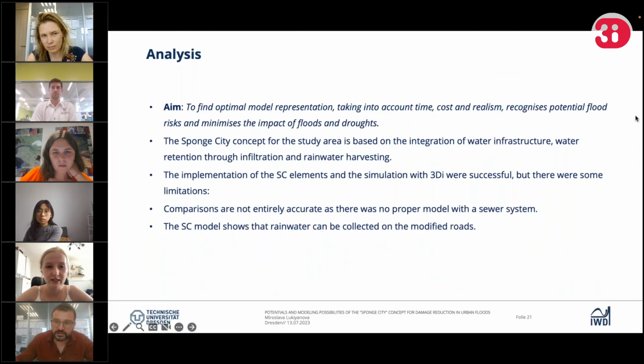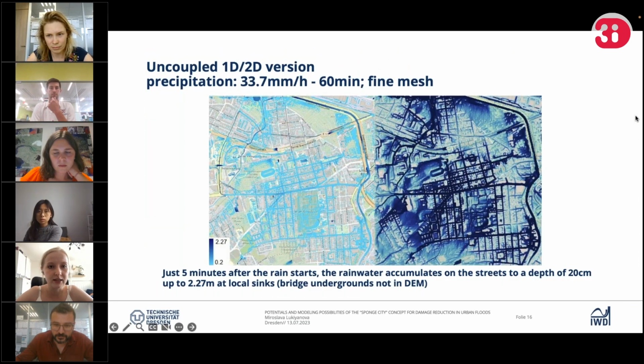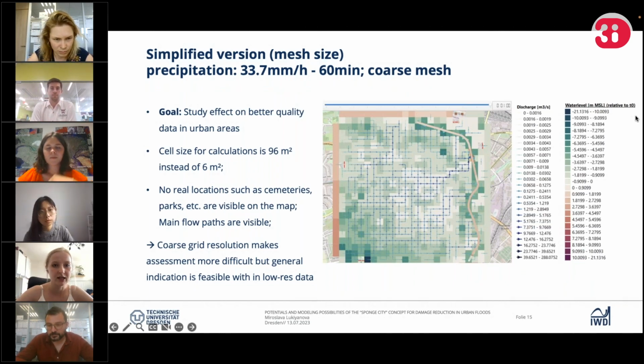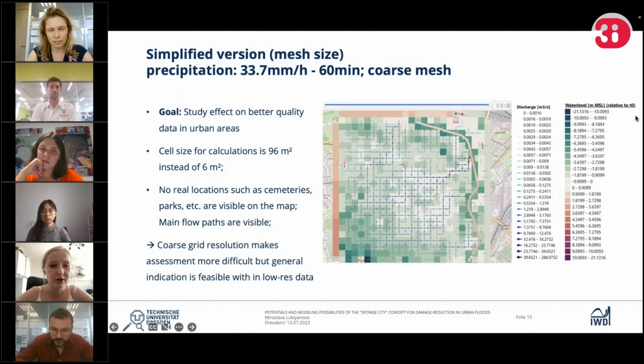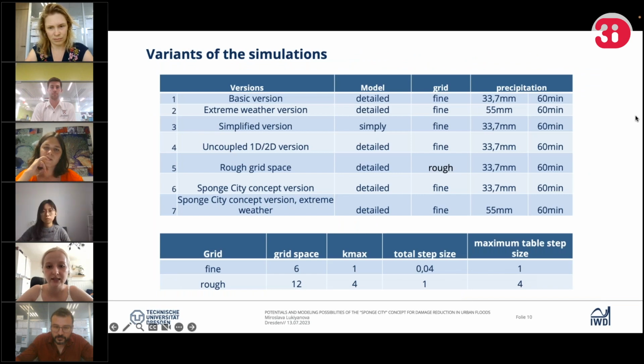I'm sorry, I can't remember exactly. Here you can see the resolution of the first and second grids. The first one was about 6 square meters, and the second version was 96 meters. And here you can see the settings for it.